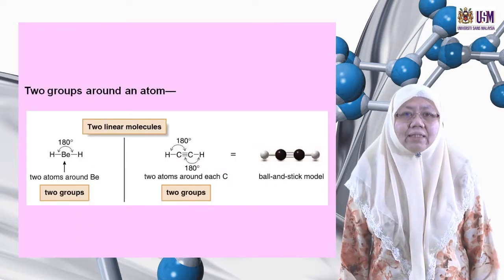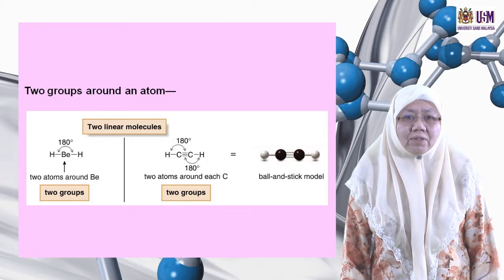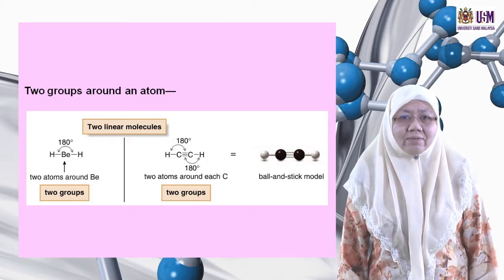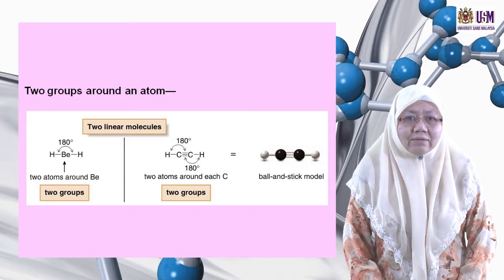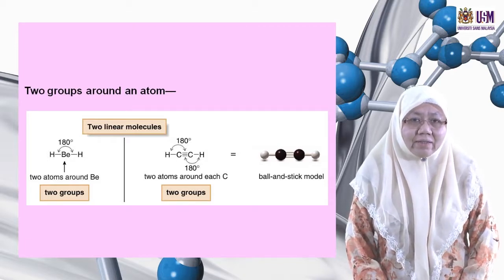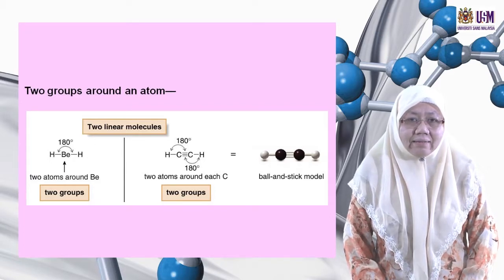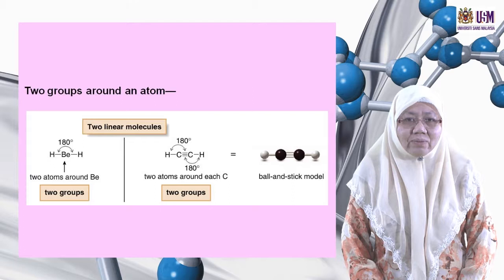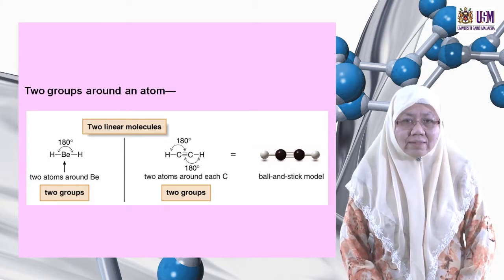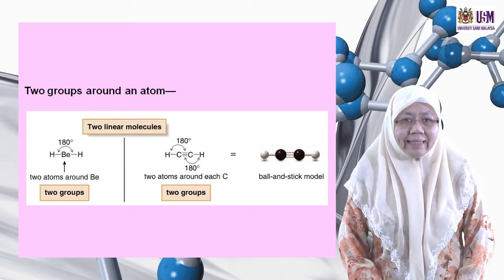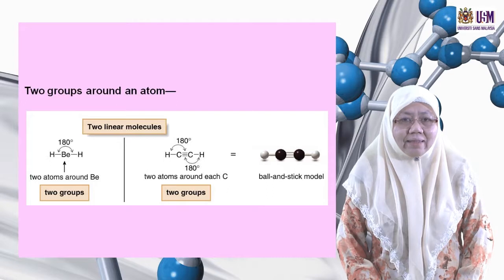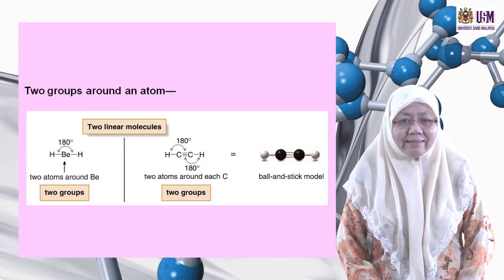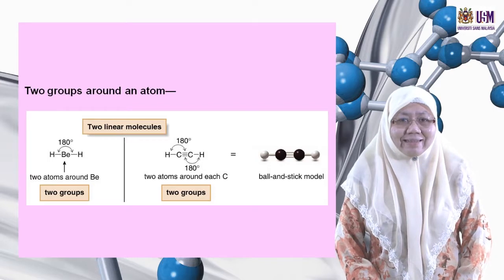In order to determine the geometry of a molecule, we see the most basic of all is a linear geometry. In the example given here, which is beryllium hydride, we have beryllium bonded to two hydrogen atoms. Since the atom beryllium has only two electrons, it can only be bonded to two groups of two hydrogen atoms as shown. And the angle between beryllium and hydrogen on the left and beryllium and hydrogen on the right is 180 degrees. Another example is ethyne.